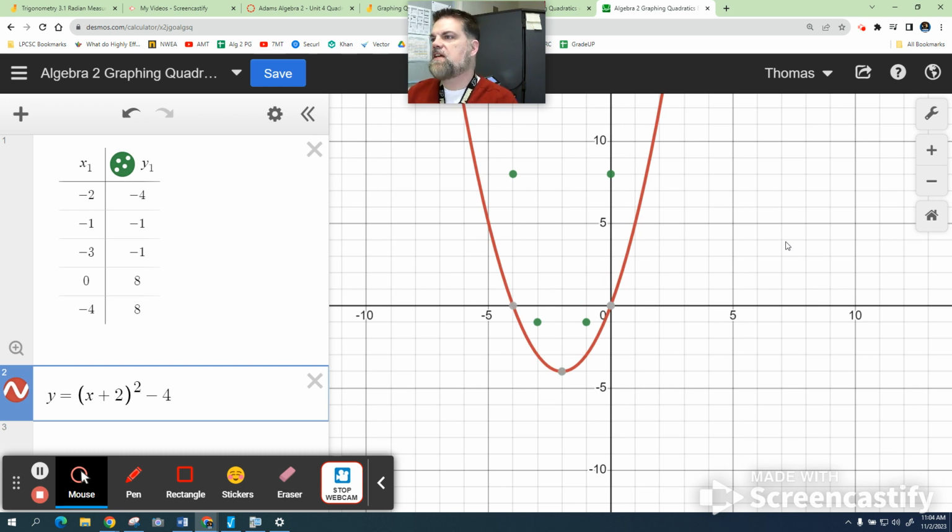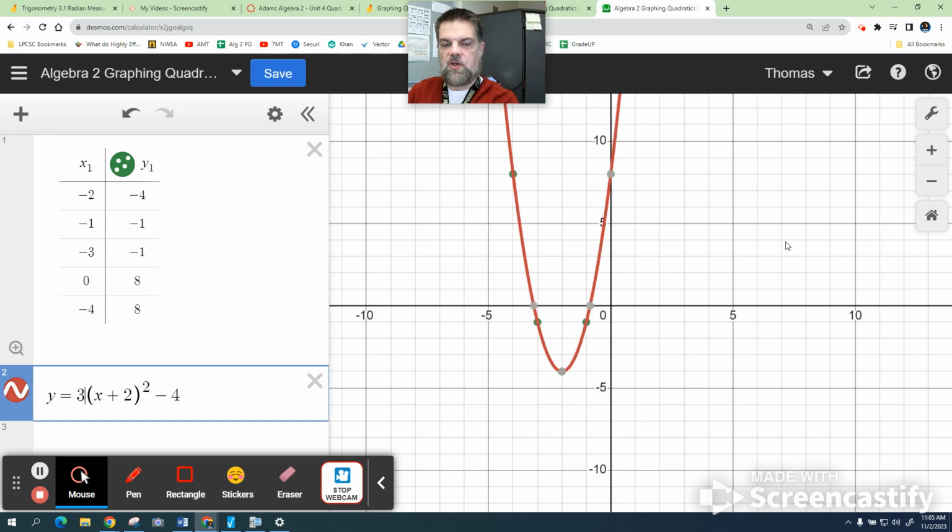We're not quite there yet. So the 3 is going to stretch that vertically. Think of Play-Doh or bubble gum or silly putty. When you pull it this way, it stretches it, but it also makes it skinnier. So that's what the a term does. When I plug in 3 here, boom, there it is.